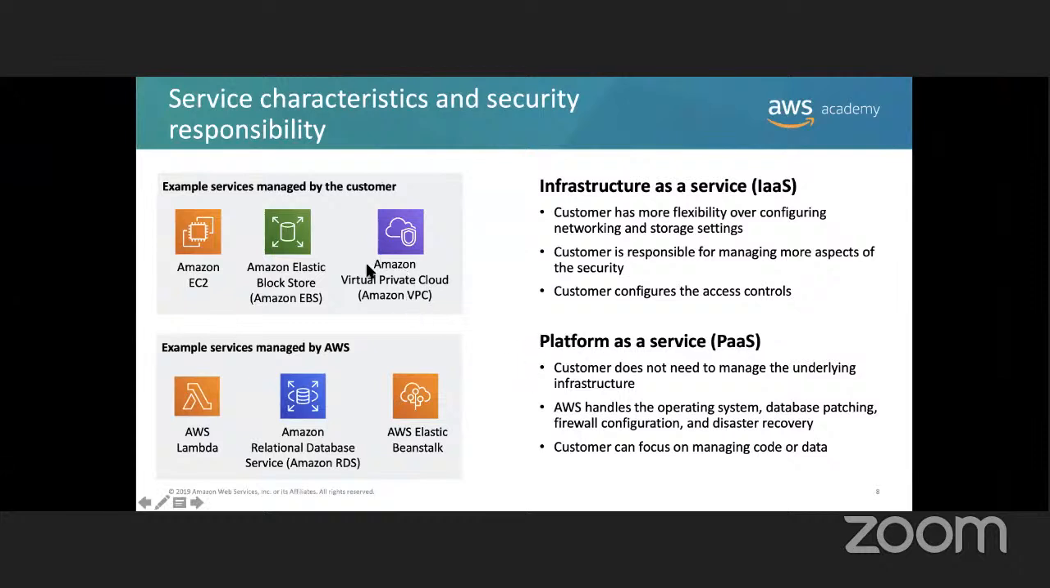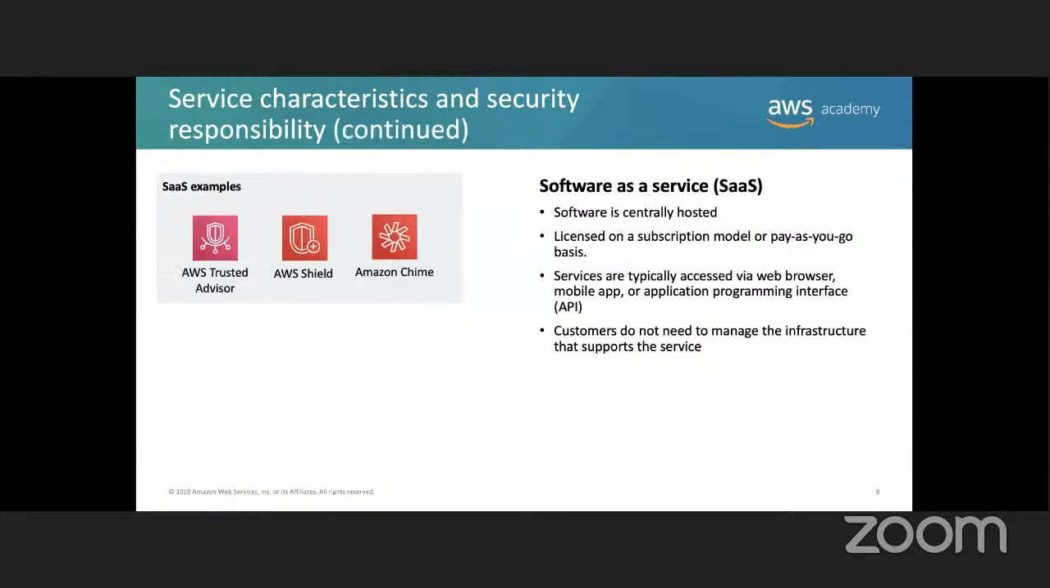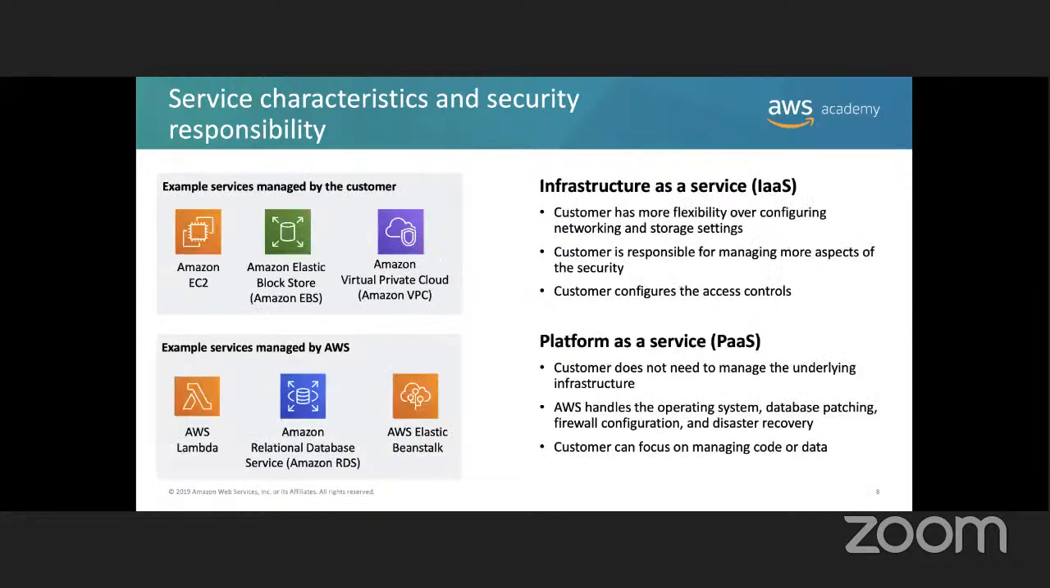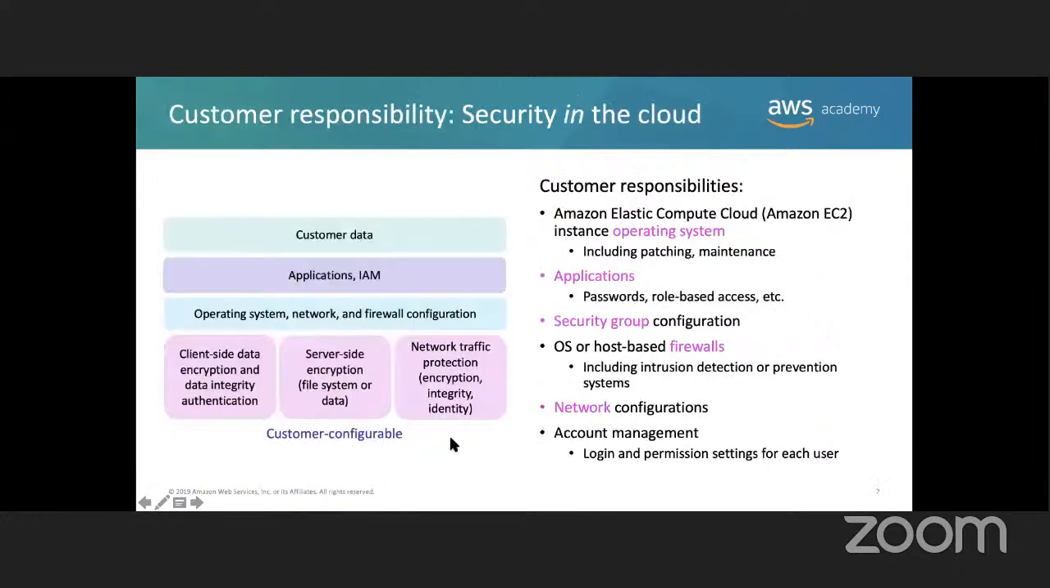VPC is a segment of the AWS cloud. It's a virtual network, right? You have configuration there too. You create subnets. You create NACLs, network access control lists. You have to limit the access to your resources, and you have VPC logs where you can log who accessed the VPC. So all of this is managed by you as a customer.